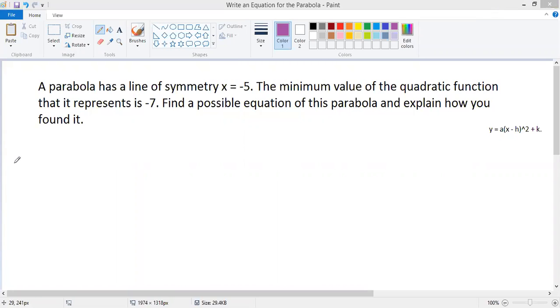So here we have a parabola that has a line of symmetry of x equals -5. The minimum value of the quadratic function that it represents is -7. Find the possible equation of this parabola and explain how you found it.